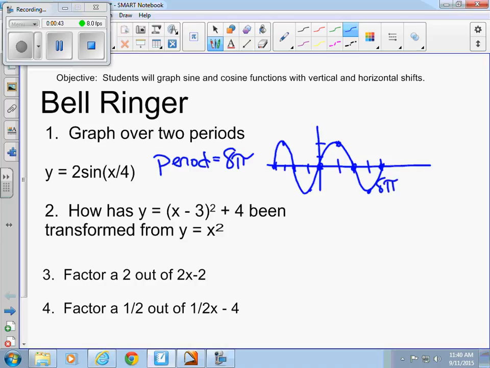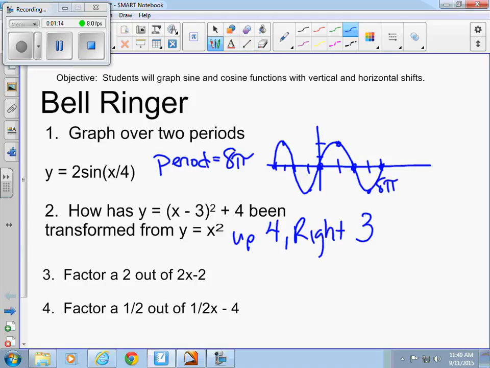Any questions about that? Then I ask you some questions that are not trig related, kind of leading into what we're doing today. How has (x minus 3) squared plus 4 been transformed from x squared? Up 4 and right 3. You can probably guess from this question what we're going to be doing today. No, it's a little bit more trig functions. Very similar, but a little different.